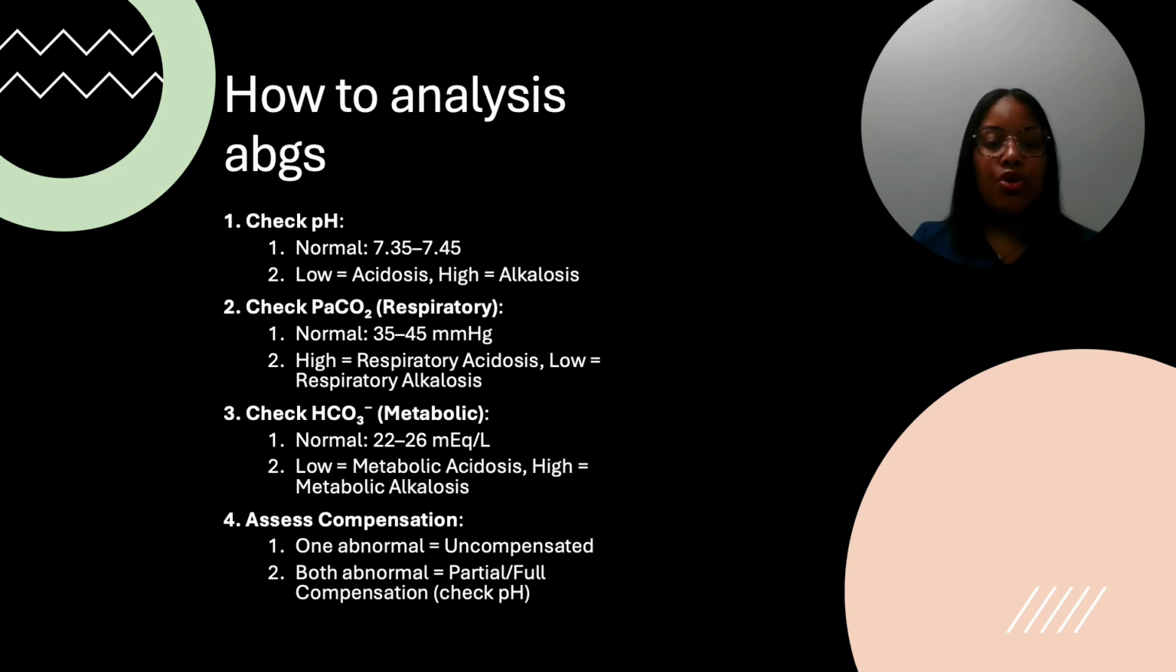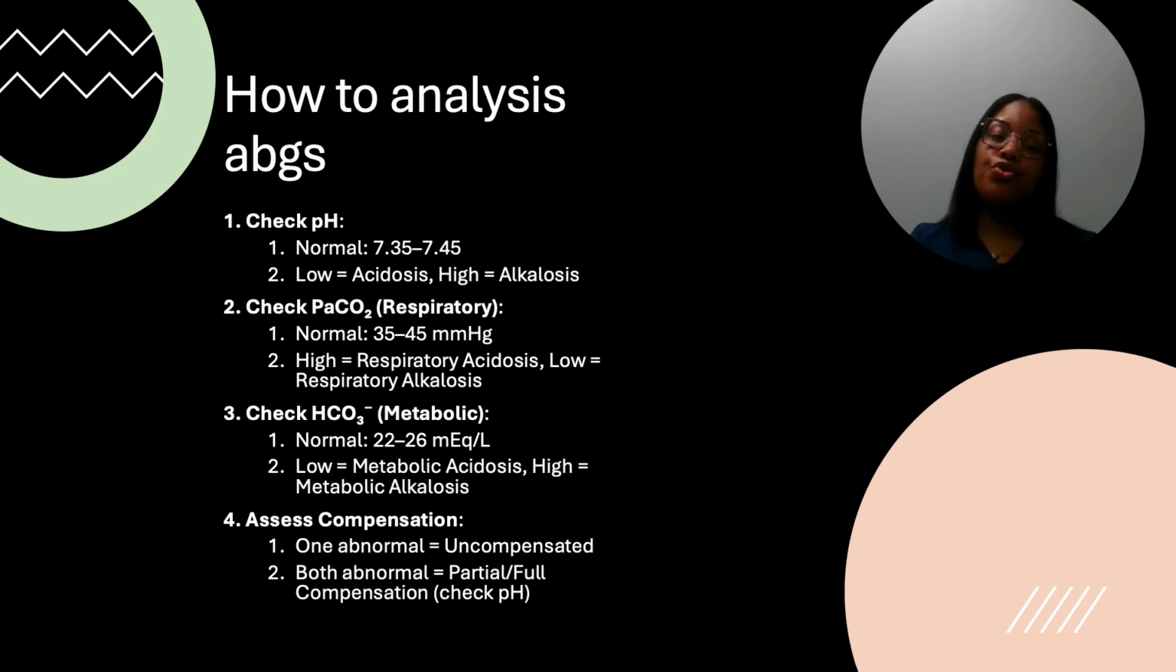So then you want to check the bicarbonate level, and this is your metabolic. So with your bicarb, normal levels is going to be 22 to 26. If it is low, then it will be metabolic acidosis. If it is high, then it will be metabolic alkalosis.